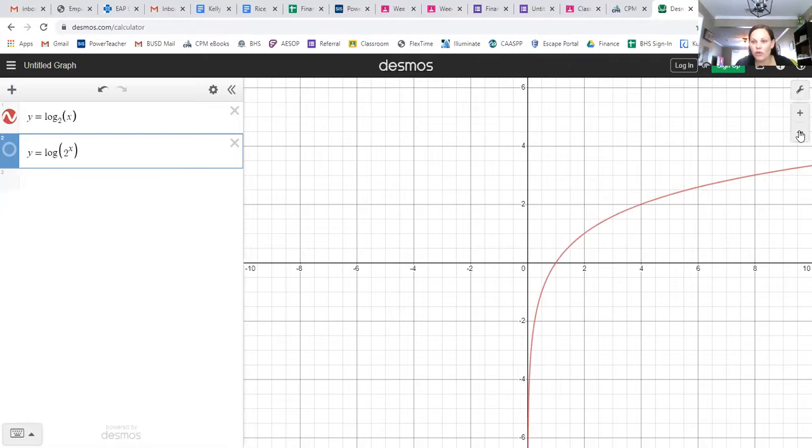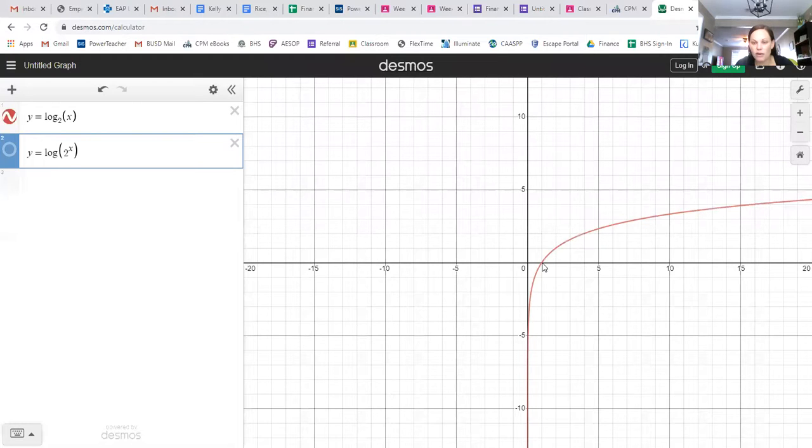That it goes through the point 1, 0, because it's not shifted at all. There's no h or k. It has this asymptote, and kind of goes like that. Just a little quick sketch.